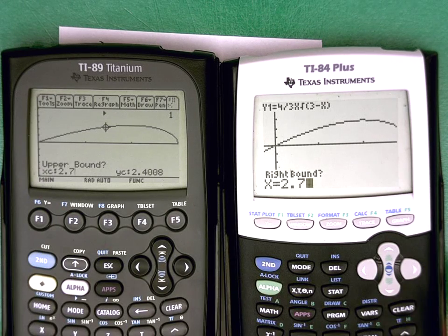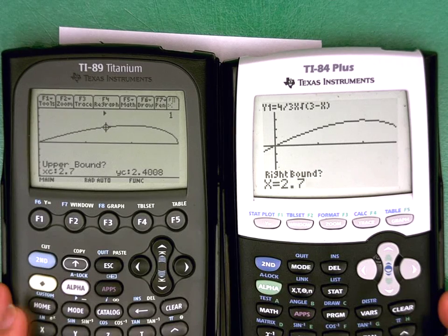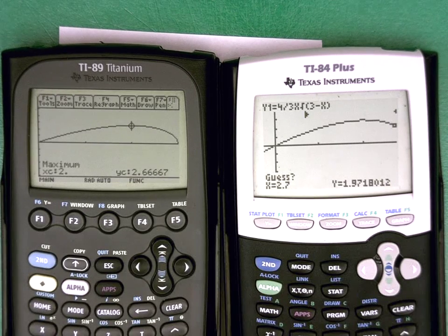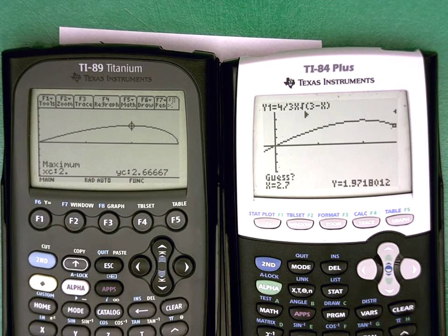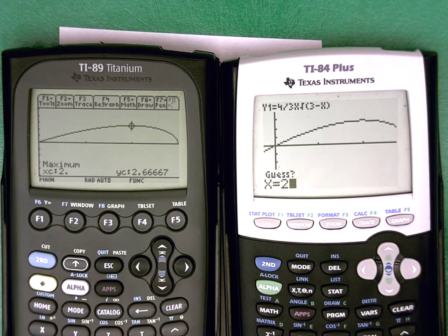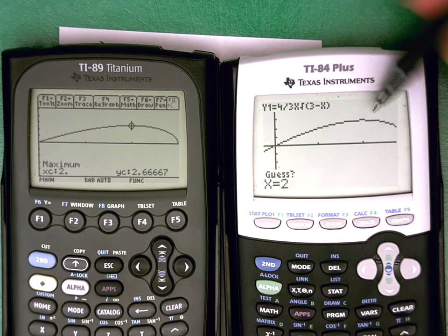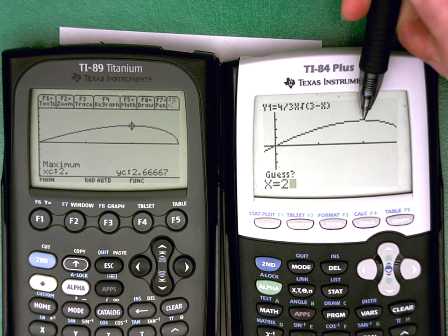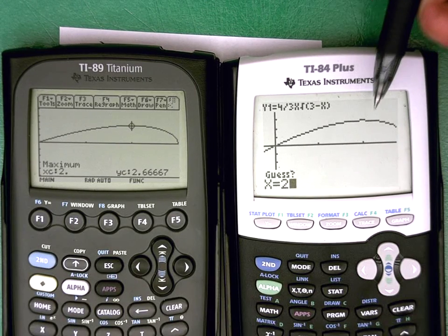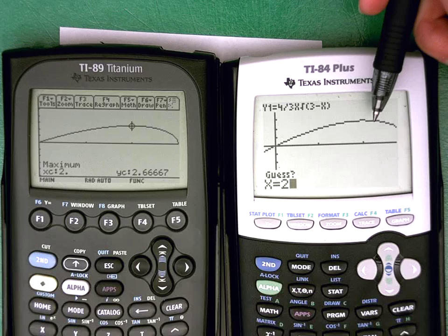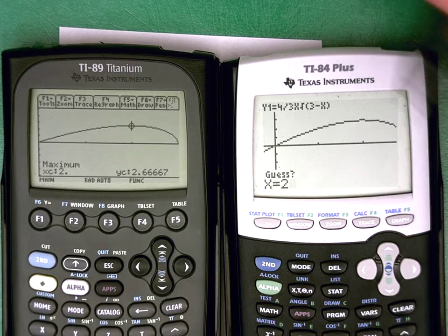Okay. Once you're to the right or you've selected a right point, go ahead and enter to lock it in. The 89s is going to calc your maximum for you. 84s, they're going to ask you for a guess. My guess was I thought it was probably around 2. And you can type in the 2 like I've just done, or you can hit your arrow and cursor it over till it's sitting right where you think the maximum might be, and then go ahead and select it. Again, it doesn't have to be perfect. You're just giving your calculator a general area.